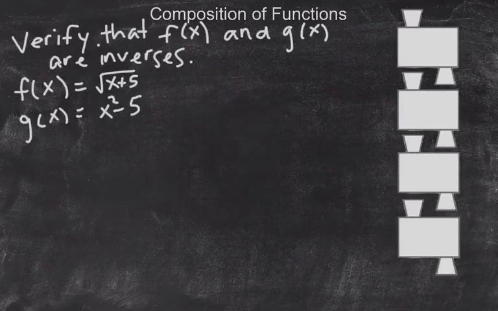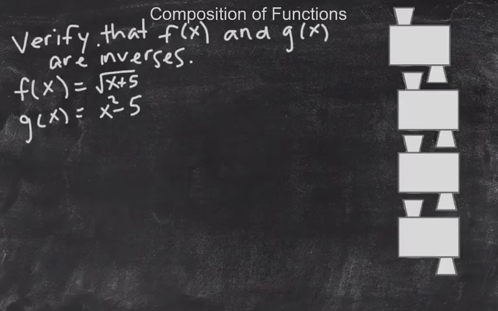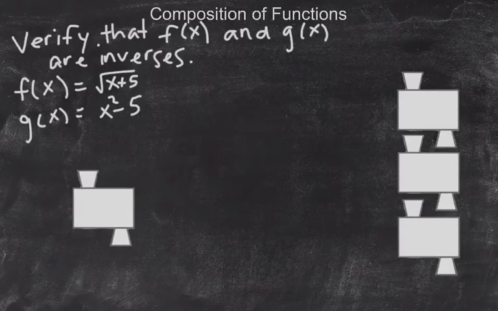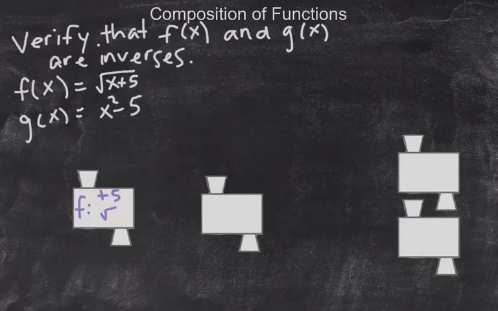So looking at an example here, I've got f of x equals the square root of x plus 5. So that's saying to first add 5 to x and then take the square root. And I've got g of x, which says to square x first and then subtract 5.